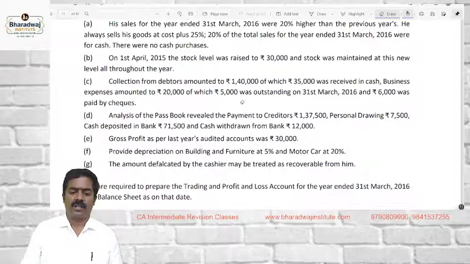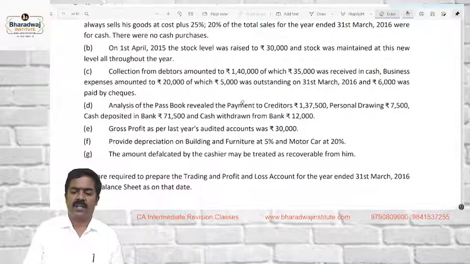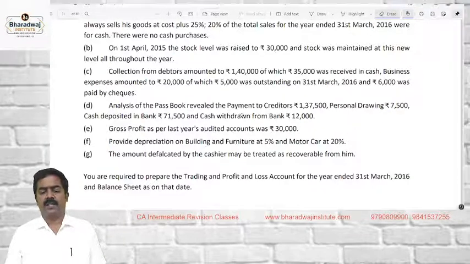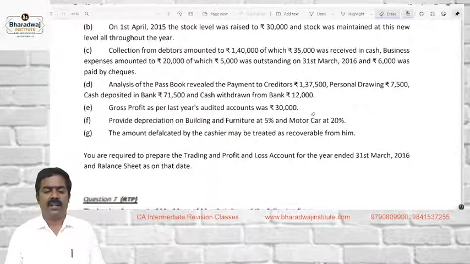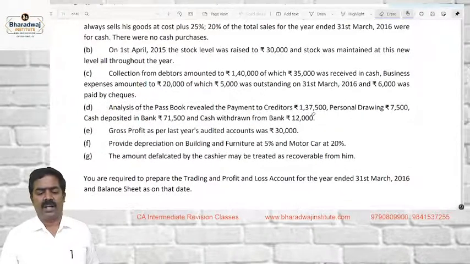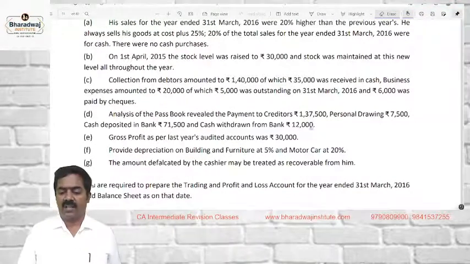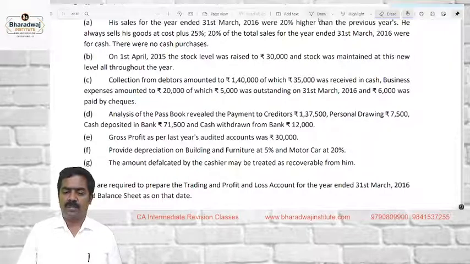Business expenses 20,000, out of this 5,000 is outstanding. 6,000 was paid by check. Unless of the passbook revealed, the payment to creditors, personal drawings, cash deposited in bank, cash withdrawn from bank, all those things are given to us. Gross profit of the last year is given. So this might be our starting point.